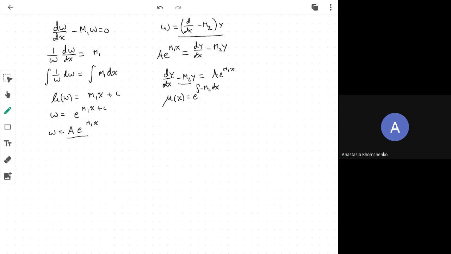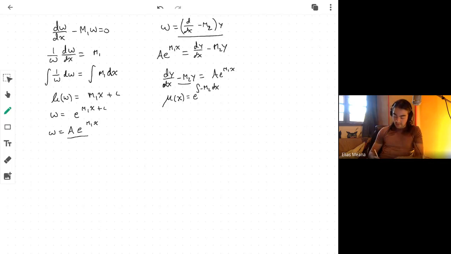Yep. Okay. So this is going to give us just e to the minus m2x. It's a relatively simple mu. Not too complicated. So if we multiply the entire equation by this mu, we end up with e to the minus m2x dy dx minus m2 e to the minus m2x y equals a times e to the m1 minus m2, minus m2x, like that.